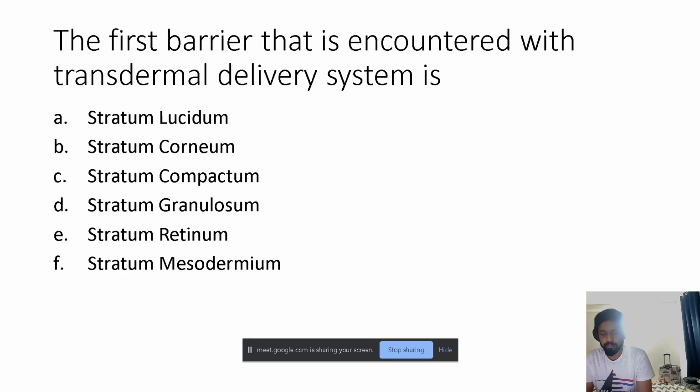Okay. The first barrier that is encountered with transdermal delivery is option B, stratum corneum. Yeah, so straightforward. Stratum corneum is the outermost layer of your skin. So it's the first barrier that's encountered with transdermal delivery.